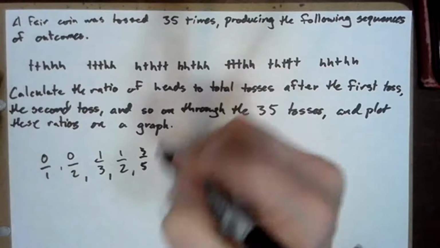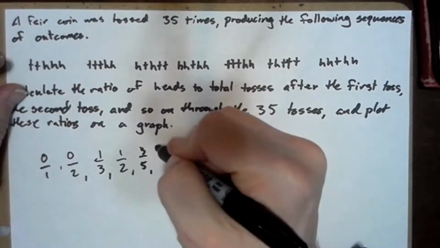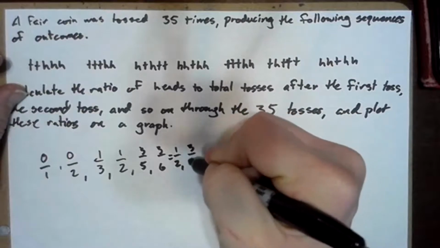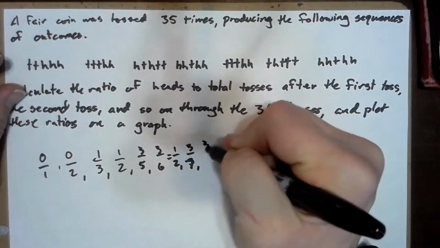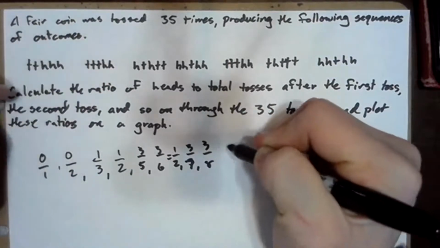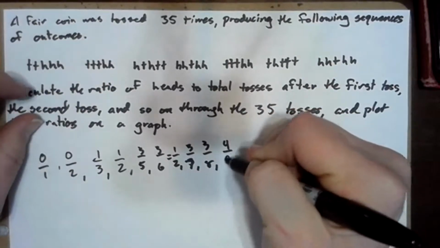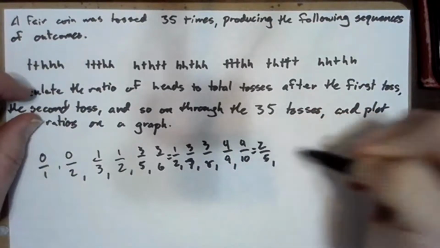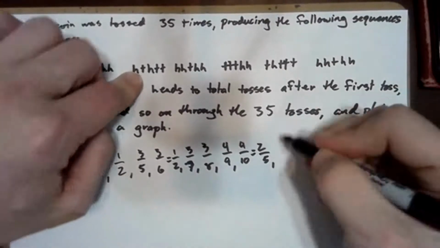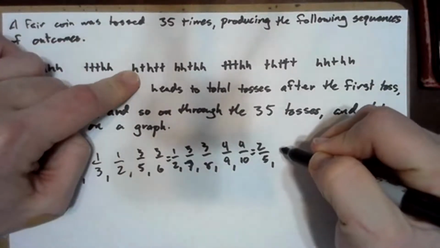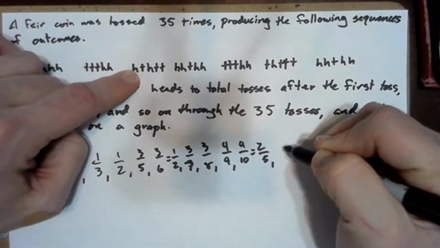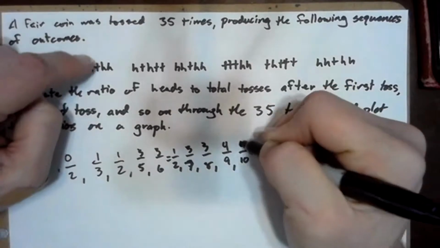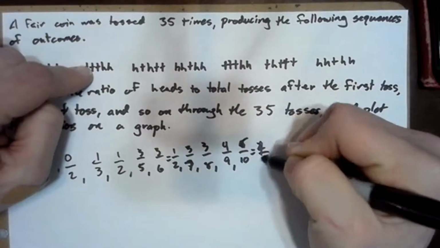Then we've got 3 tails in a row, so that's going to be 3/6 or 1/2. 3/7, 3/8. 2 more heads, 4/9, 4/10, which is the same as 2/5. Another head, that gives us 5/11. That should have been 5/10. 5/10, not 4/10, which is 1/2 again.